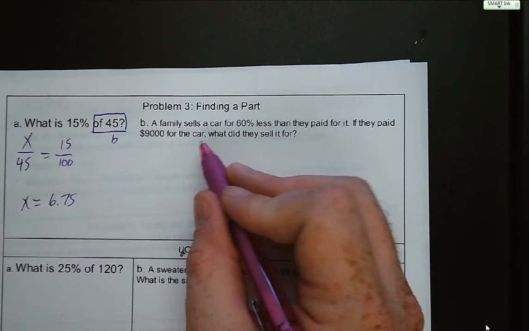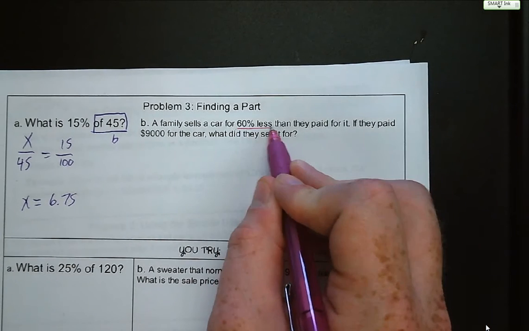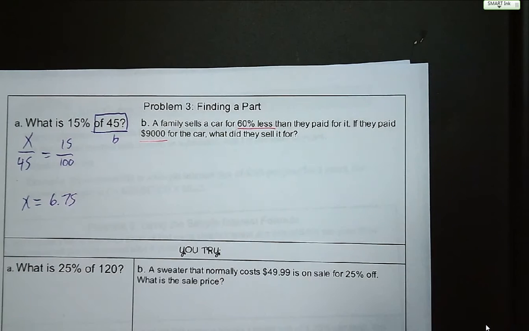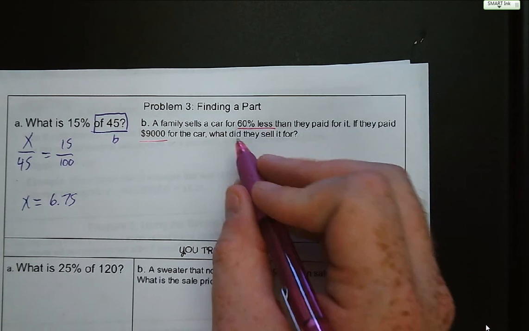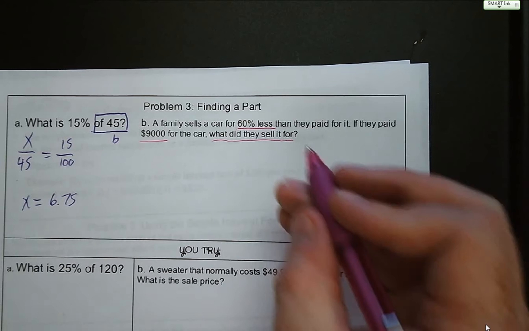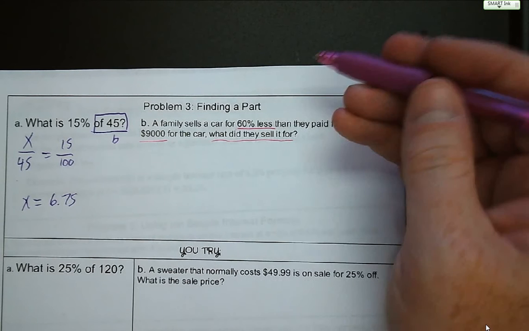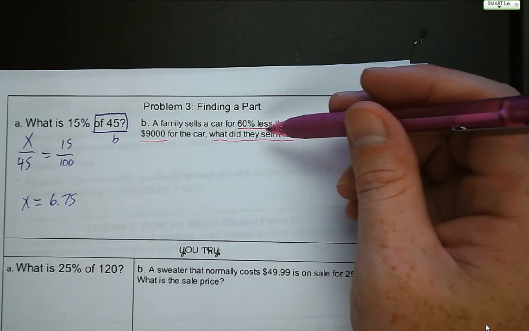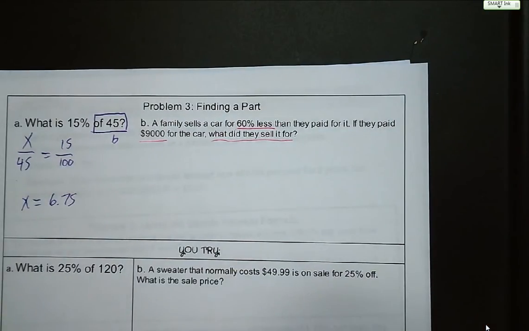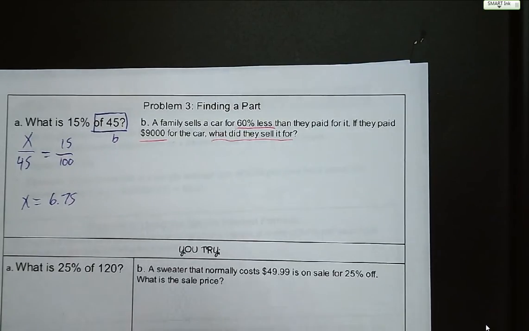A family sells a car for 60% less than they paid for it. If they paid $9,000 for the car, what did they sell it for? Okay. So, this is a two-step problem. What you need to do, first we need to find out they sold it for 60% less than they paid. So how much money did they actually get for the car? They actually got 40% of its price because it was 60% less.